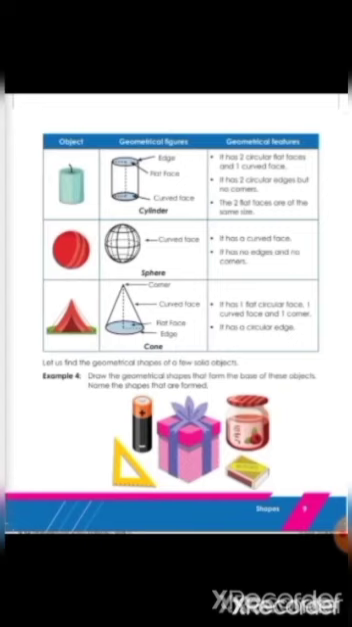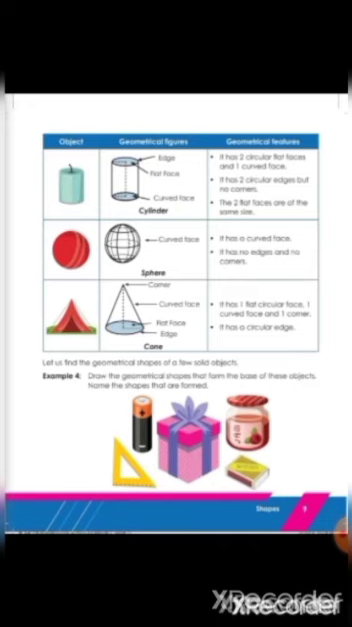Let us come to the next shape, cylinder. It has 2 circular flat faces and 1 curved face. It has 2 circular edges but no corners. The flat faces are of the same size. Come to the sphere. Sphere has a curved face. It has no edges, no corners. Cone. It has 1 flat circular face, 1 curved face and 1 corner. It has a circular edge.